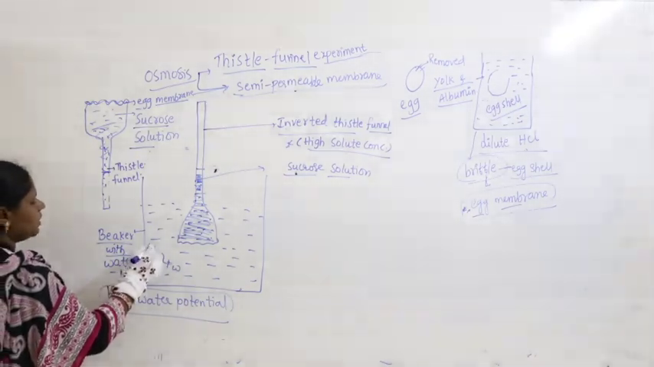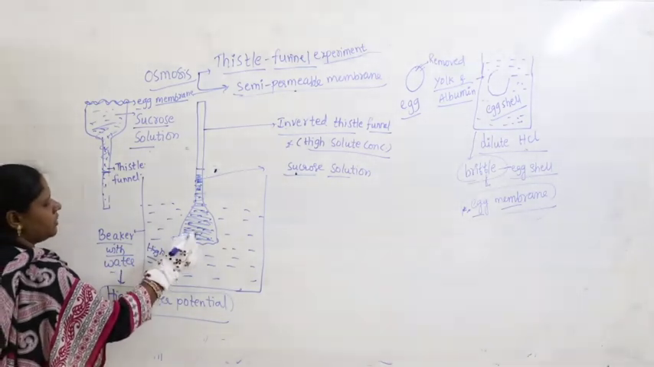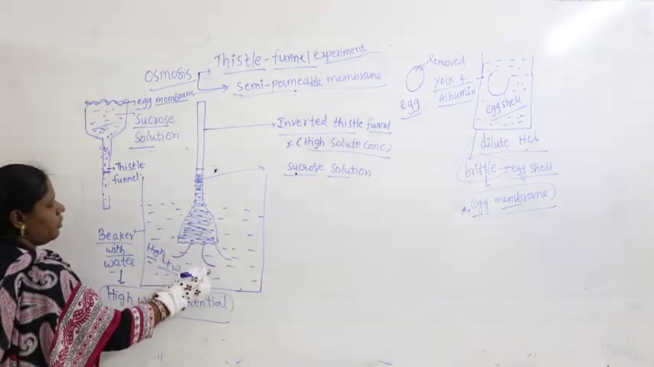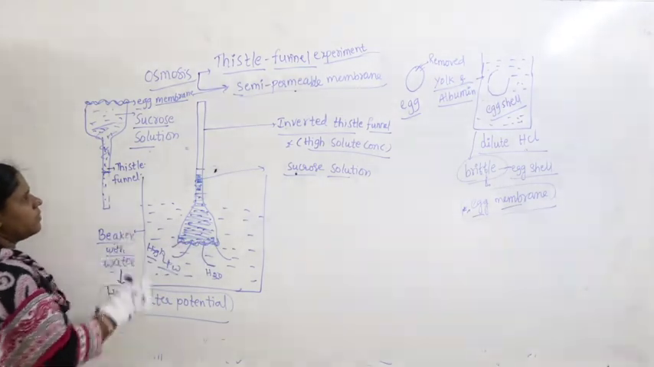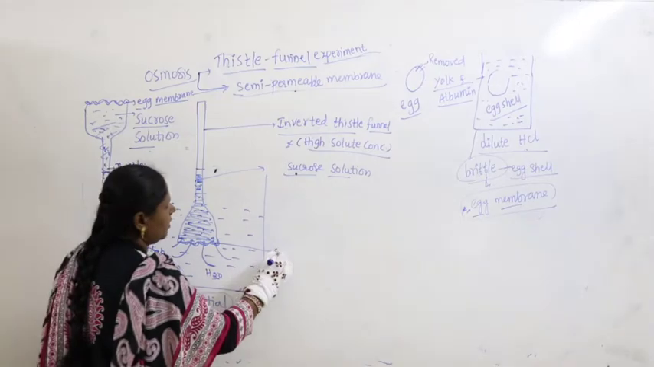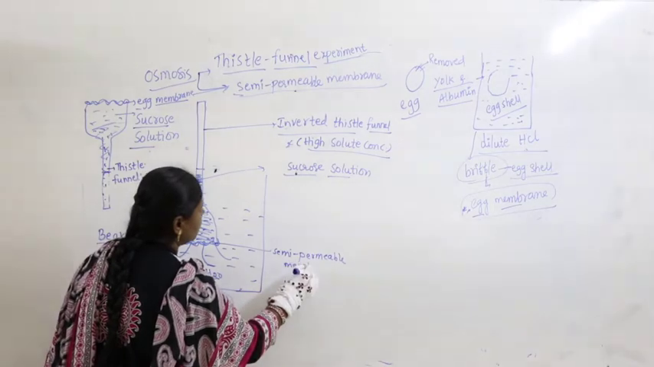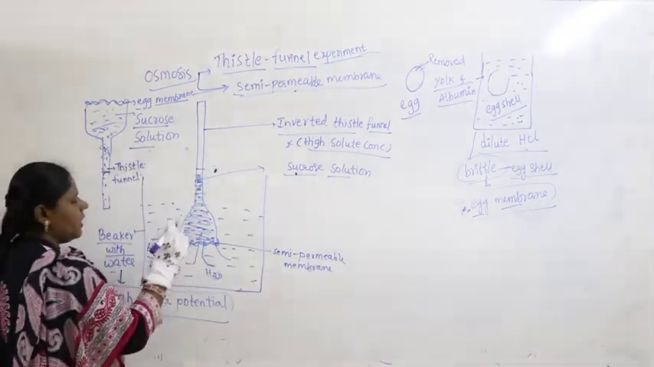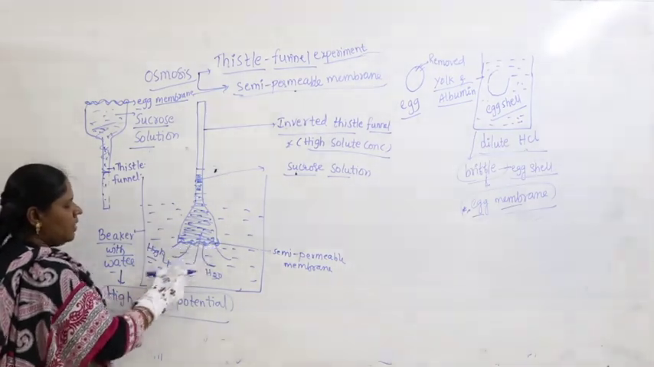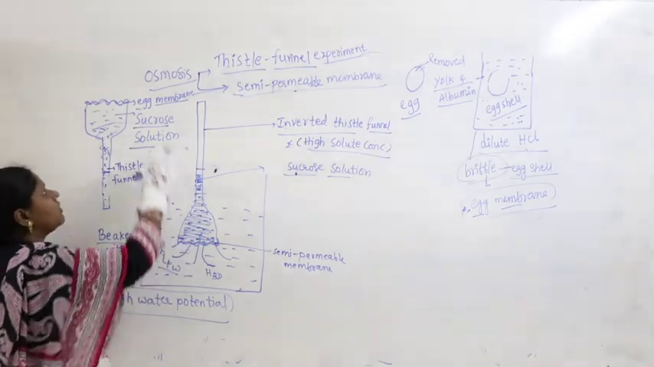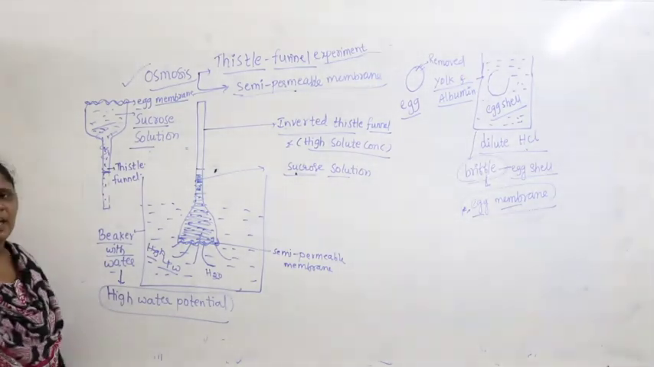So when high water potential is there, water moves from where to where? Higher water potential to lower water potential. So water starts moving across the semi-permeable membrane. What is that? Egg membrane. Water is moving, entering inside the Thistle funnel. So the movement of water across the semi-permeable membrane from higher water potential to lower water potential is called osmosis. It is referred as what? Osmosis.